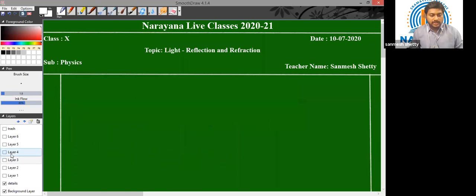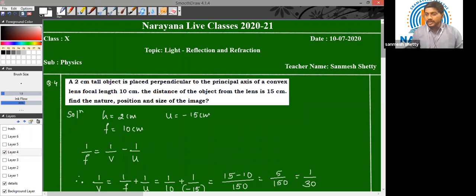Let us proceed to our next question. Okay, it is a numerical question. A 2 centimeter tall object is placed perpendicular to the principal axis of a convex lens of focal length 10 centimeter. The distance of the object from the lens is 15 centimeter. Find the nature, position, and size of the image.